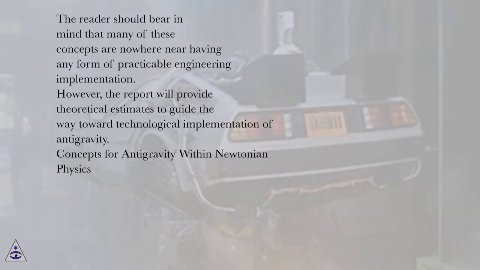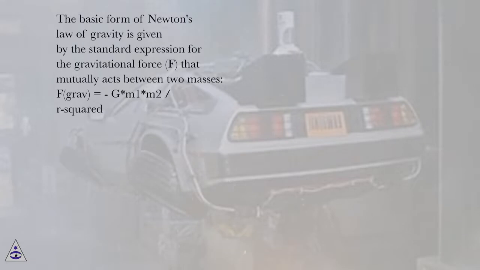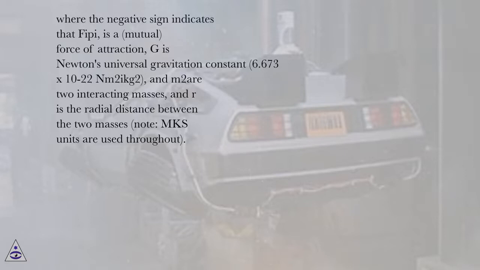Concepts for antigravity within Newtonian physics. The basic form of Newton's law of gravity is given by the standard expression for the gravitational force, F, that mutually acts between two masses. F_grav equals negative G m1 m2 over r squared, where the negative sign indicates that it is a mutual force of attraction, G is Newton's universal gravitation constant, 6.673 by 10^-11 m^3 kg^-1 s^-2, m1 and m2 are two interacting masses, and r is the radial distance between the two masses. Note, MKS units are used throughout.